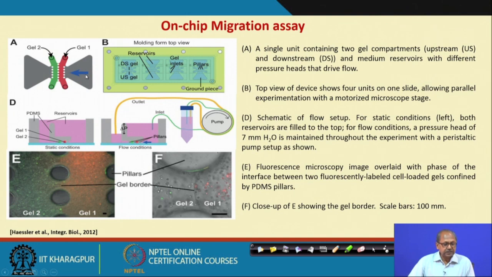To maintain that fluid shear, that is your interstitial flow, a pressure drop was maintained between the two reservoirs by circulating the fluid from the left reservoir to the right reservoir, with a 6 millimeter height of fluid maintained. And here is the magnified image of that setup. These are the pillars, not channels, and this is the channel, say gel 2, and this is gel 1. With respect to interstitial fluid flow, this is upstream and this is downstream.